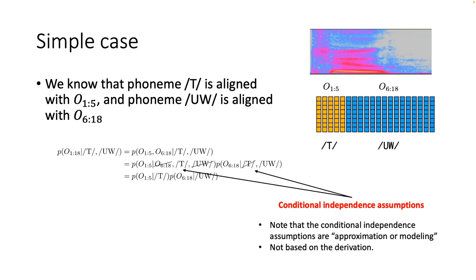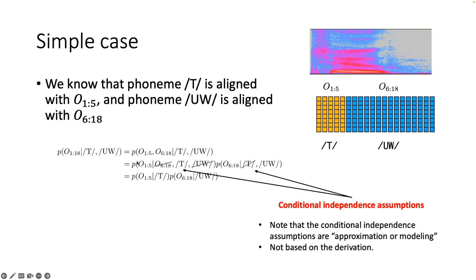This sounds very trivial, right? But this actually is based on the conditional independence assumption. From here to here, I use the product rule, which doesn't change the difficulty. And then from here, we're assuming that to generate 1 to 5, the feature context 6 to 18 would not be related. This is an okay assumption, right?